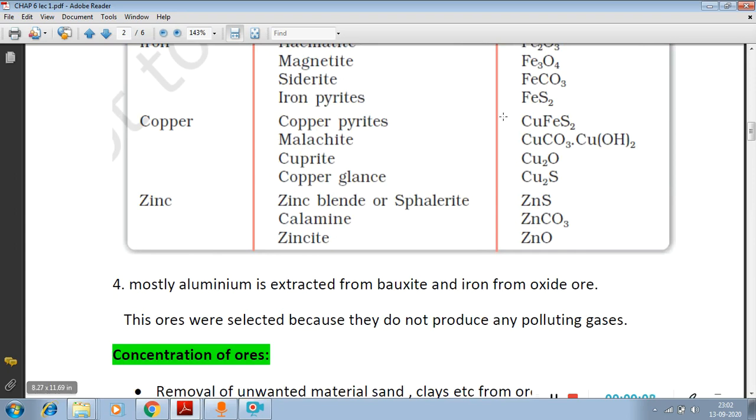Then copper, the ores are copper pyrites, malachite, cuprite, copper glance. You can see the formulas here. The formulas are very important. It can be asked as an MCQ. Zinc: zinc blende, calamine and zincite.